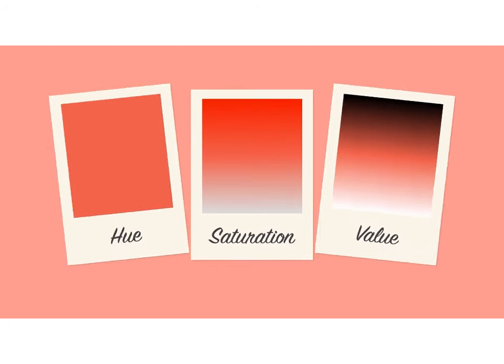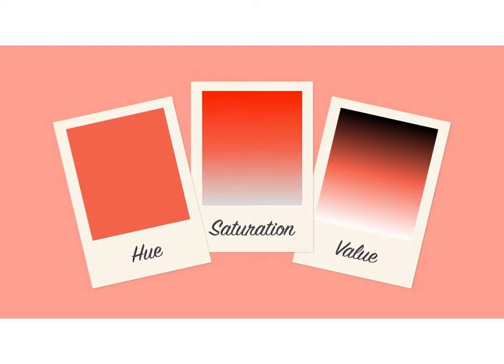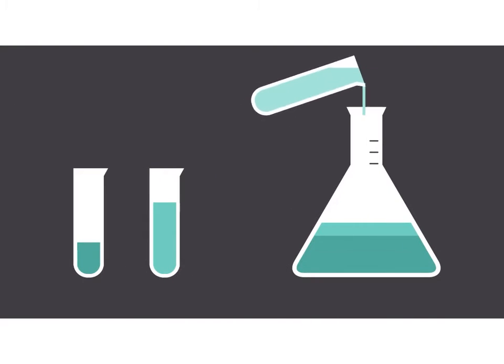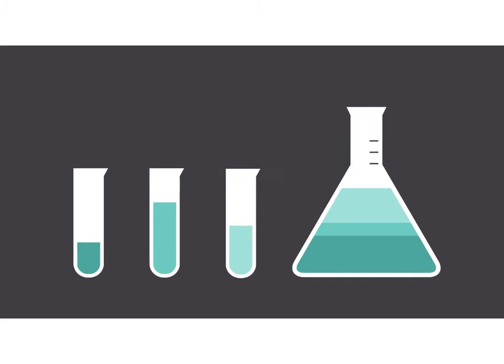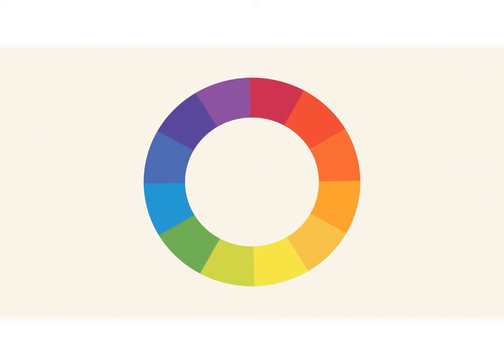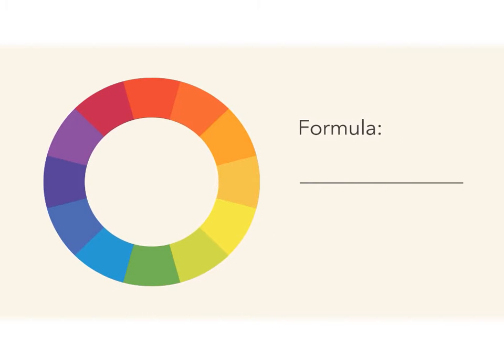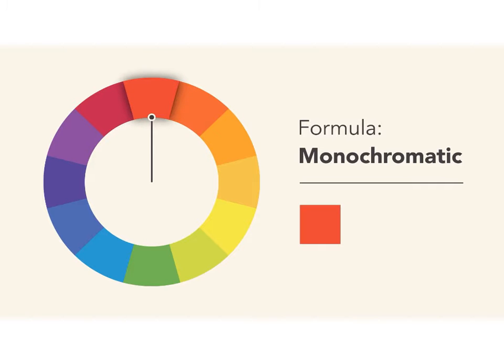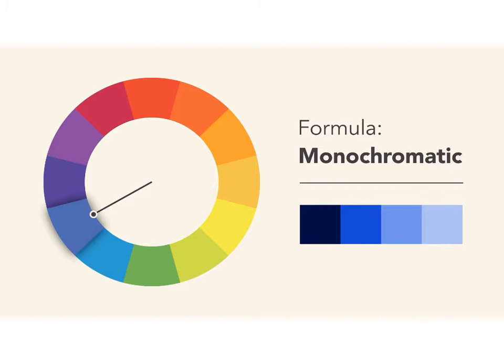So how do we put this all together to create professional-looking color schemes? There are actually tried and true formulas based on something called color harmony that can help. All you need is the color wheel. The easiest formula for harmony is monochromatic because it only uses one color or hue. Just pick a spot on the color wheel and use your knowledge of saturation and value to create variations. The best thing about monochromatic color schemes is that they're guaranteed to match.